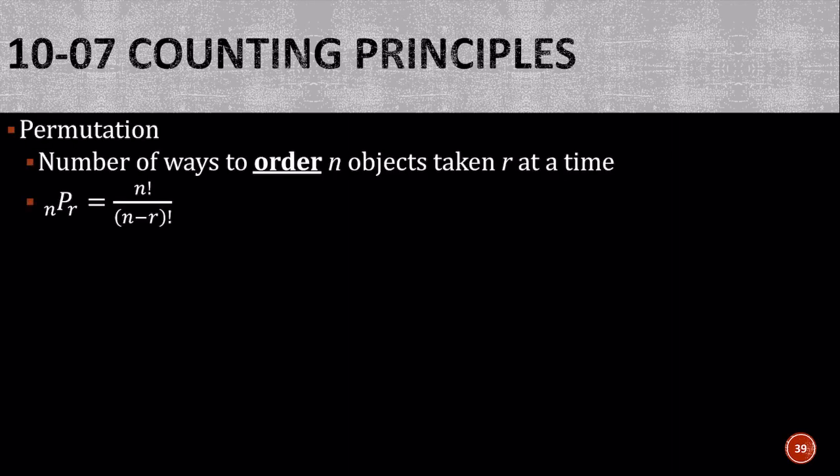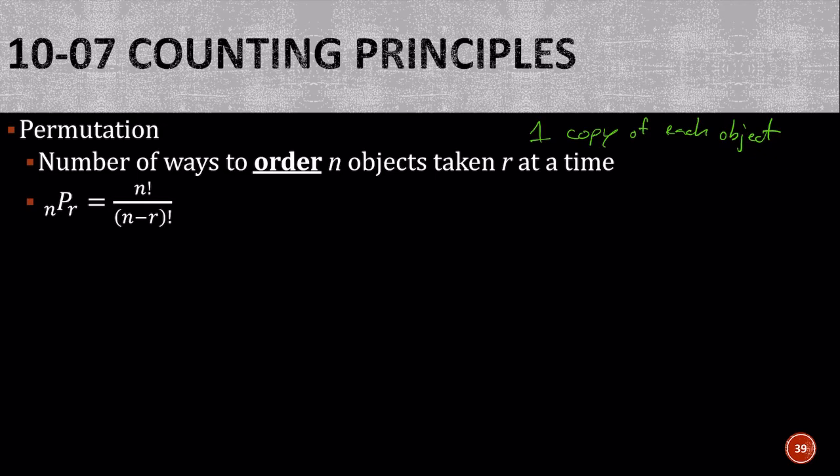All right, so this leads us to the idea of a permutation. A permutation is the number of ways to order n objects taken r at a time. The fundamental counting principle that we just had could have many copies of the same object. Permutations is only one copy of each object. And it's calculated as nPr equals n factorial over n minus r factorial.